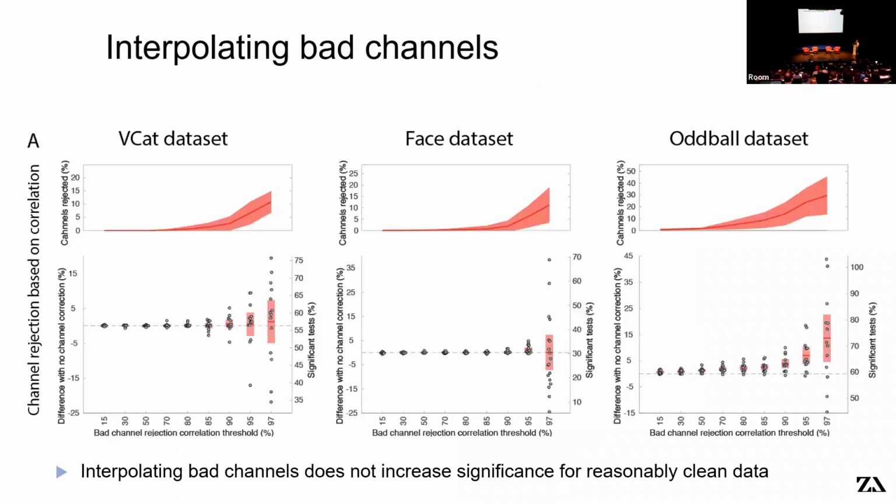Then Arno also tested what interpolating bad channels does to the number of significant channels in the data. And he found that interpolating bad channels does not increase significance for reasonably clean data. We also have to say that the data sets he used are very clean, so there's not that much noise happening. The only data set where it basically improved the results was the oddball data set; for the other ones, there's basically no difference to no channel correction.